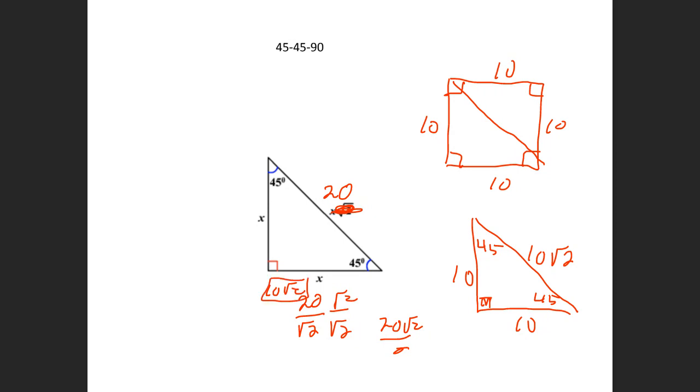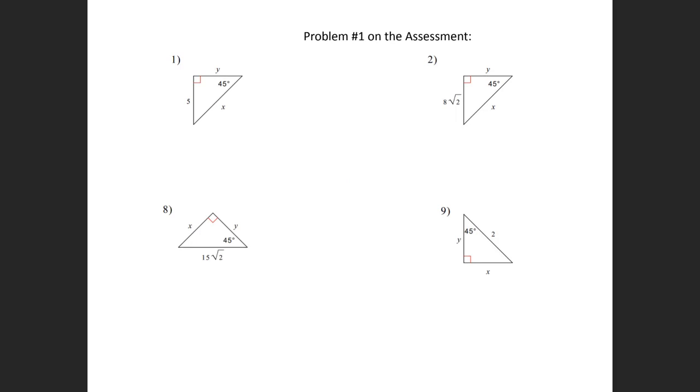Okay? Does that make sense? I went through it really quick. I want to make sure we have enough time to do our practice. All right, so here's a couple examples. Again, you should be able to do these no problem.